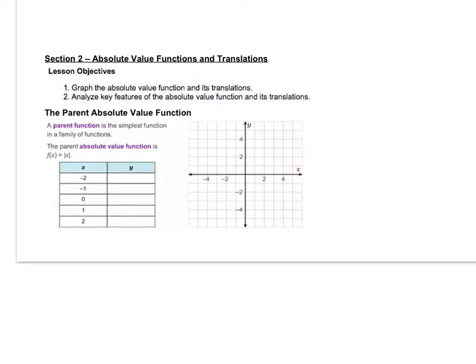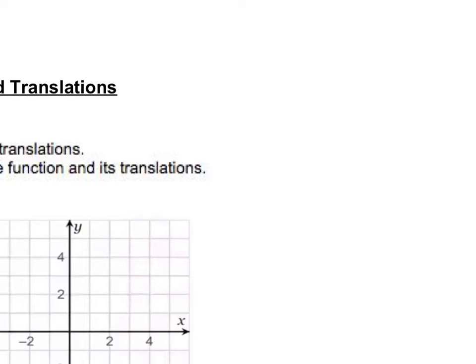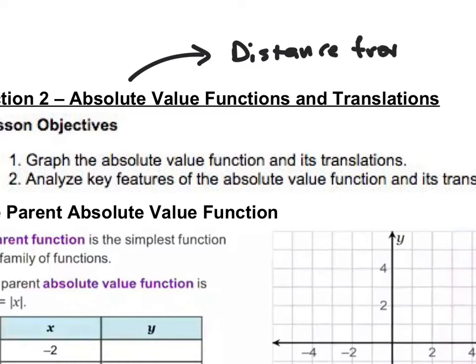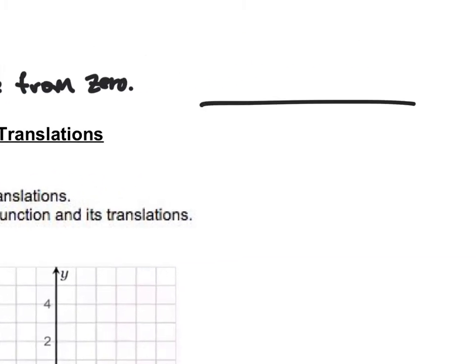So what we want to do is talk about the concept of absolute value. We've discussed this so far, but the absolute value of a number, let me write this over here. Absolute value, remember, means distance from zero. Distance from zero.